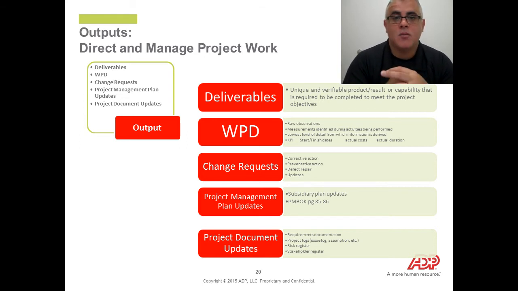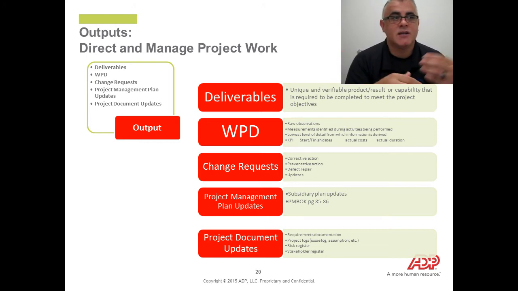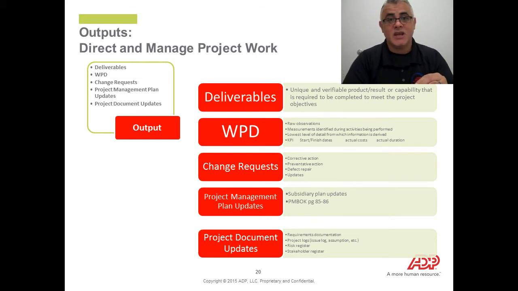That's your key output. However, as you're going through your work, you may find that what was originally outlined in this scope is not working because it's turning up some type of result that's not expected. So you may put in a change request. You start directing and managing the project work, your project team is working on creating the deliverable, and then they decide, you know what, we really need to have this changed.